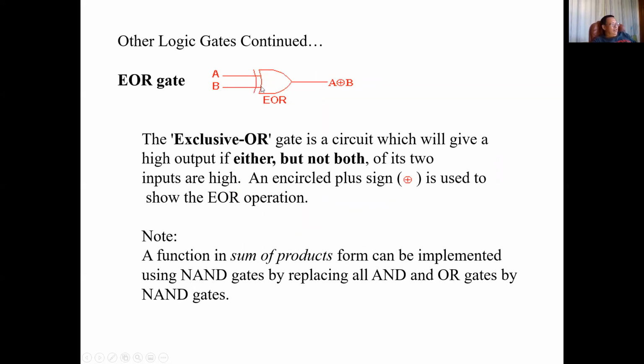The main difference between an EOR and an OR is that the EOR gate is exclusive. Only one of the inputs is high. So 1 EOR 0 is high. 0 EOR 1 is high. But 1 EOR 1 is 0, because only one of them should be high at a time. Any questions? No?